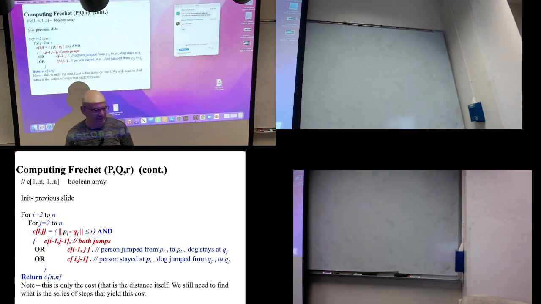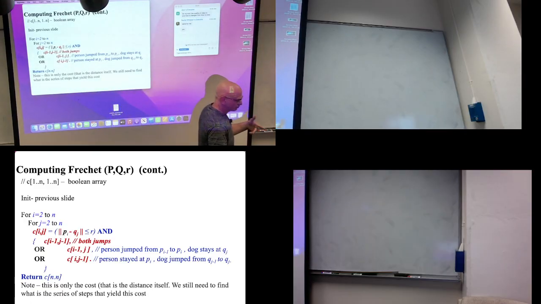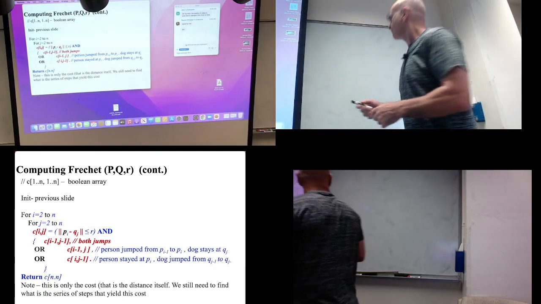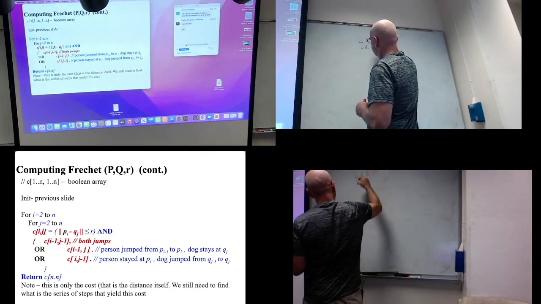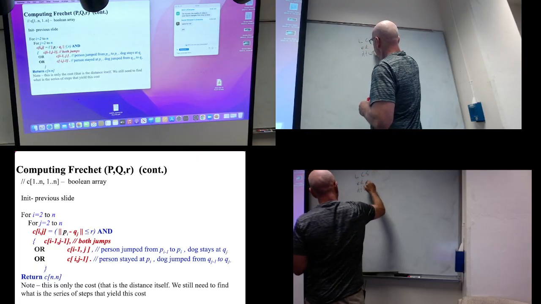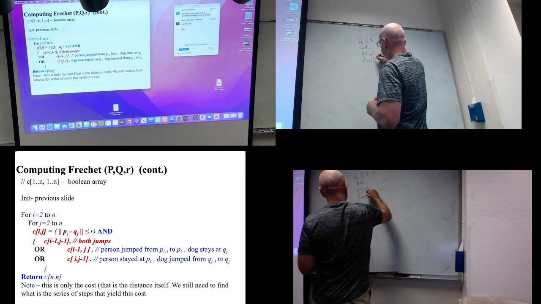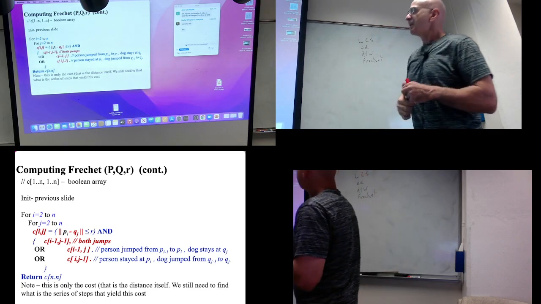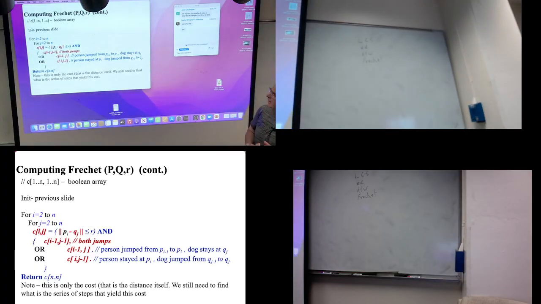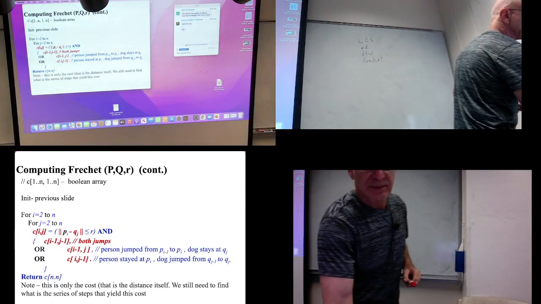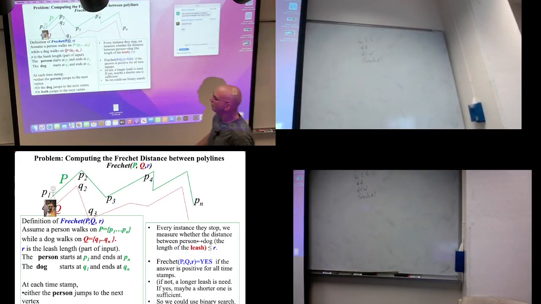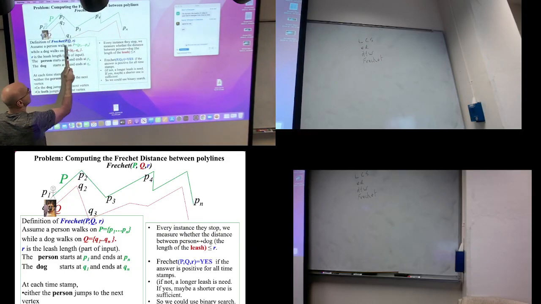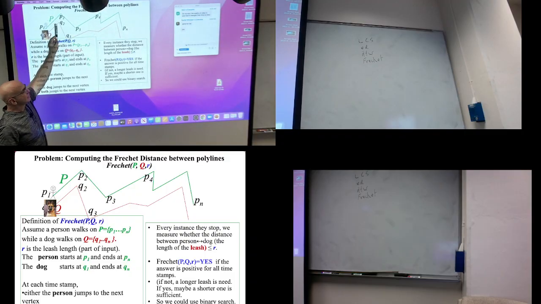Our next application in this family of 4 algorithms, which were the LCS, edit distance, dynamic time warping, and now comes the Frechet. Frechet asks for 2 polygonal paths, just as before. We have 2 polygonal paths. We are thinking about a dog that can jump from one vertex to the next to the next. We are thinking about a person that can jump from a vertex to the next to the next.